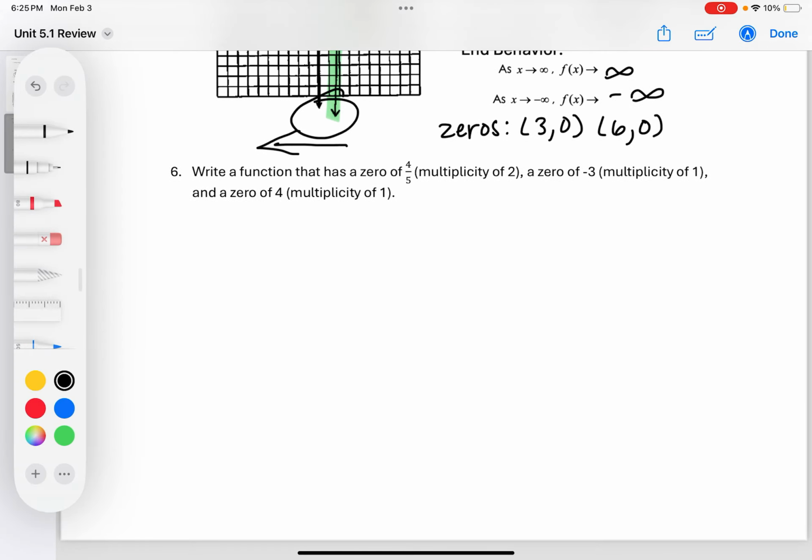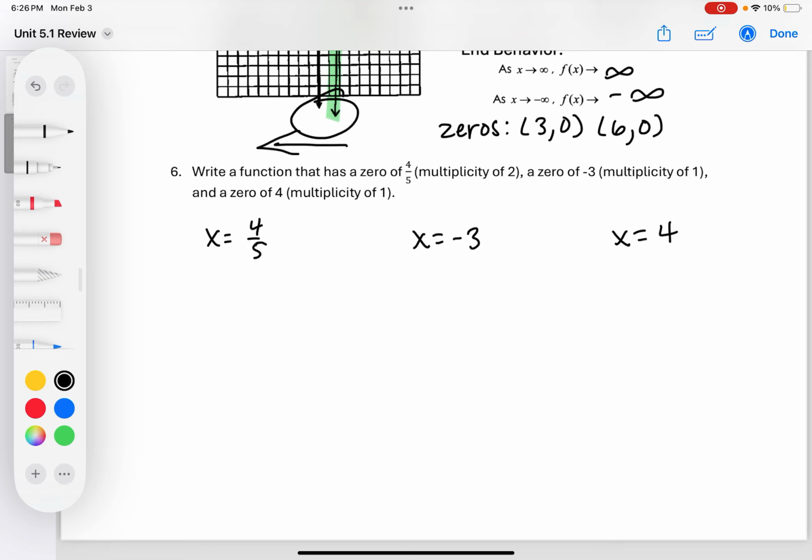Last problem before my iPad dies. Write a function that has a zero of 4/5, multiplicity of 2, a zero of -3, multiplicity of 1, and a zero of 4, multiplicity of 1. So we're going to set up x equals 4/5, x equals -3, and x equals 4.